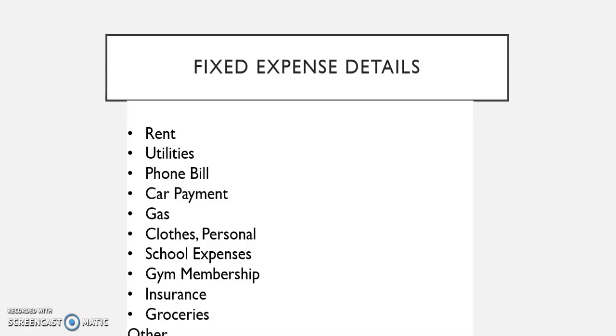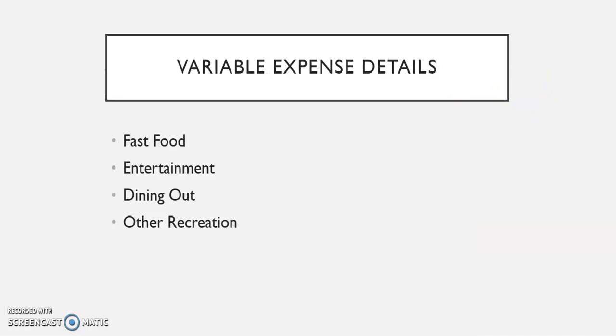Don't forget to include, same thing with school expenses. You might pay for a lot of your expenses at the beginning of the semester, but see if you can figure out a monthly breakdown. Same thing with groceries. That might vary month to month. If you can get a monthly average, that's great. So figure out your fixed expenses.